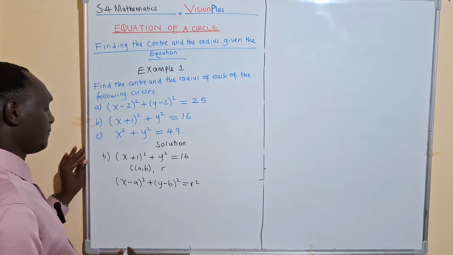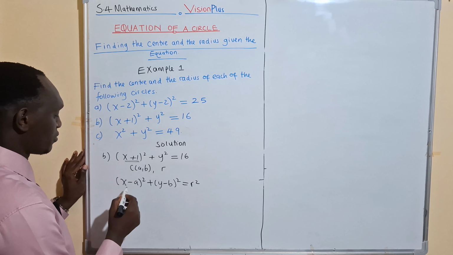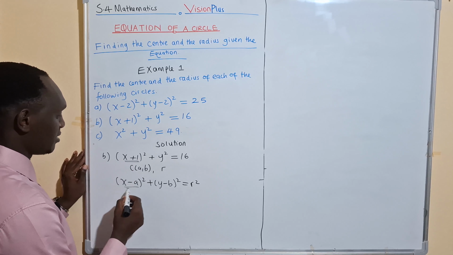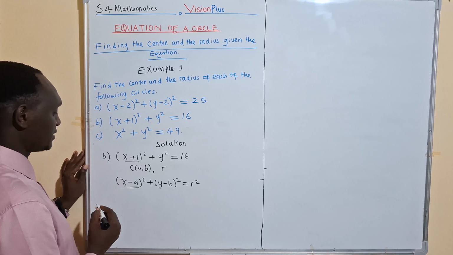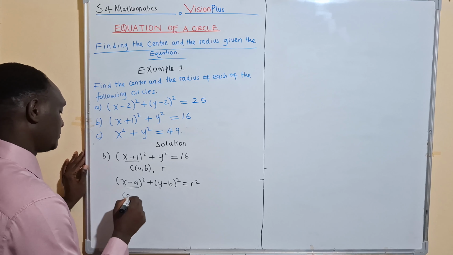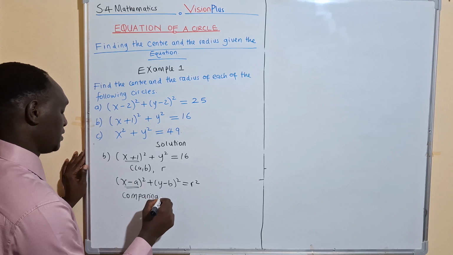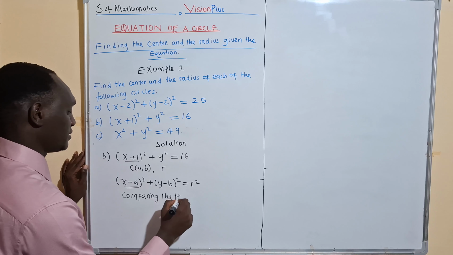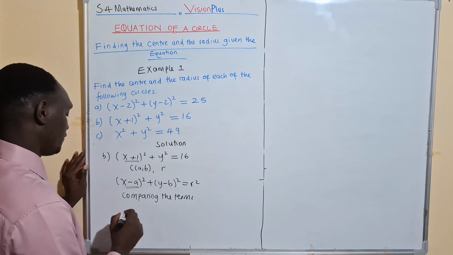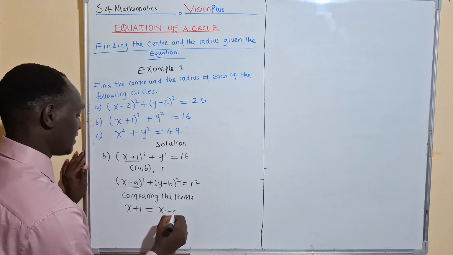Now we are going to compare. This term here, x plus 1, corresponds to x minus a. So you can start from there straight away. Comparing the terms, we find that x plus 1 equals x minus a.